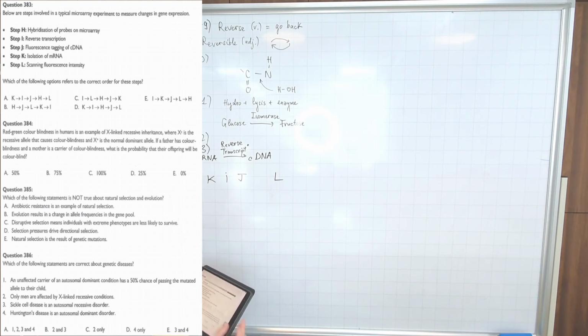However, hybridization probes on microarray. Well, which one then? What do you think?